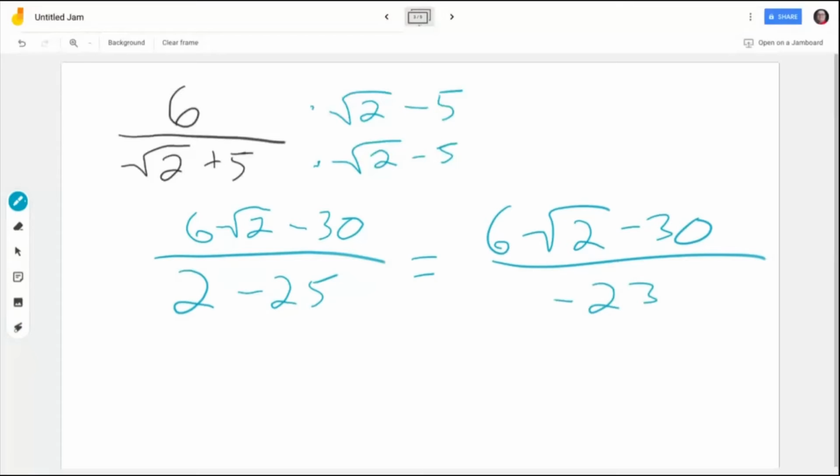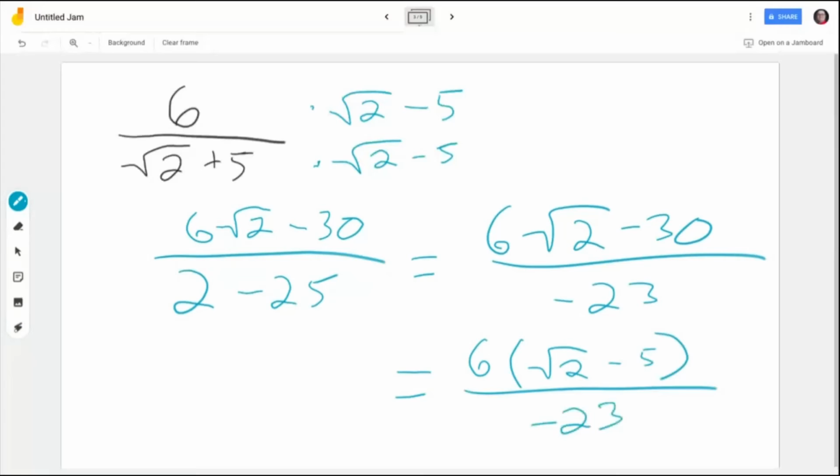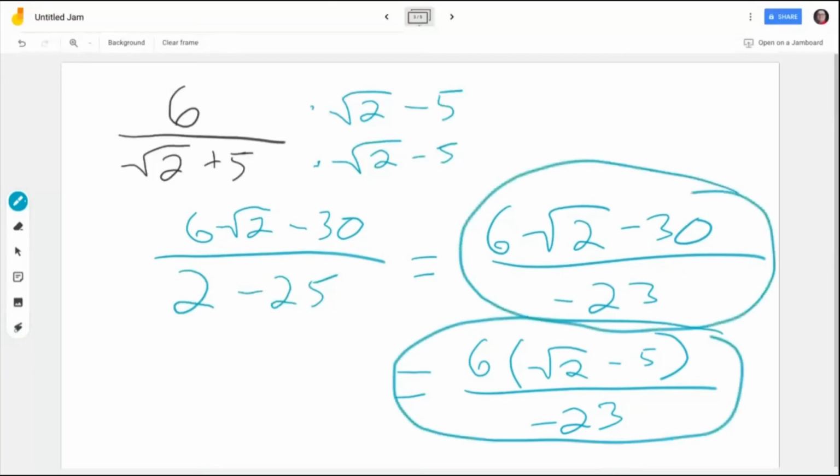And you could have left the numerator factored, honestly. You could have left this as 6 times the square root of 2 minus 5 over negative 23. Because maybe we could have reduced this integer and this integer. In this case, we can't. And so that is going to be our answer. So honestly, either of these is good because what we were trying to do is get rid of the radical in the denominator. All right, that's it for rationalizing a denominator.